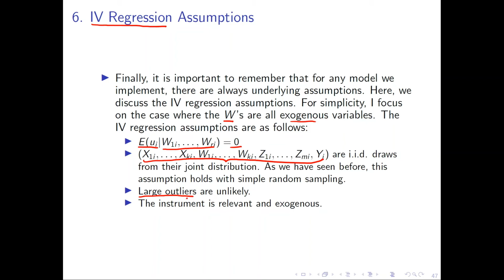And the instrument, the z's, should be relevant, which means that the slopes are different from 0, and they should be exogenous, which means that the correlation, or equivalently the covariance, between the instrument and the population error term should be 0.